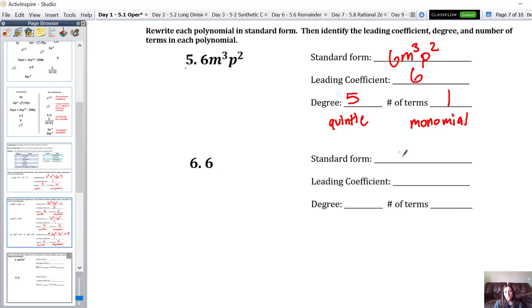In number 6, there's only one term. That term is 6. The leading coefficient is 6. There are no variables, so our degree is 0, making it a constant. And there's only one term, so it's a constant monomial.